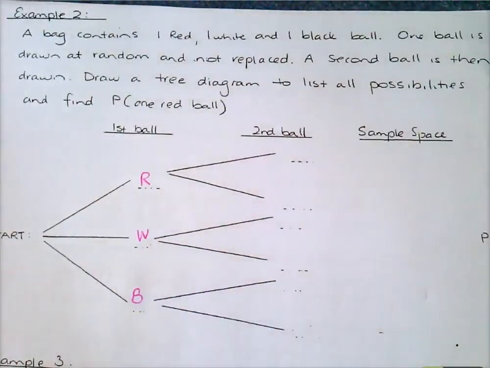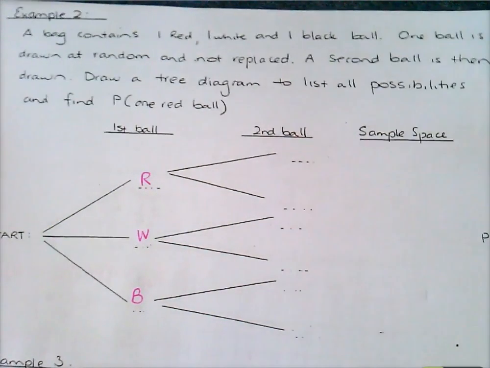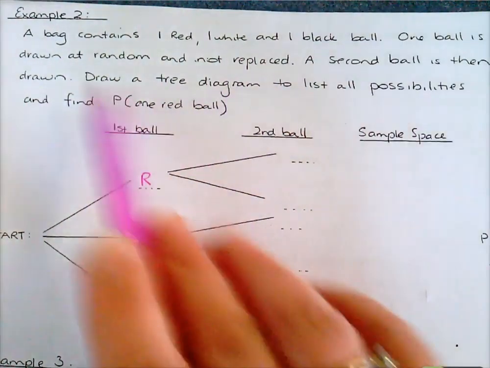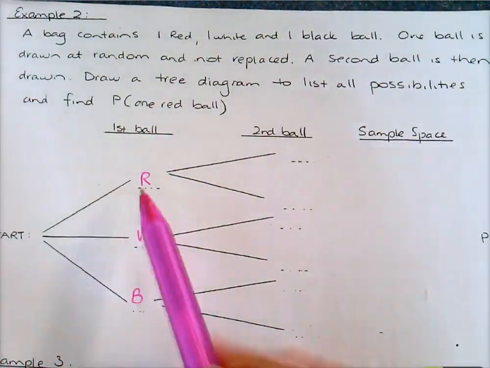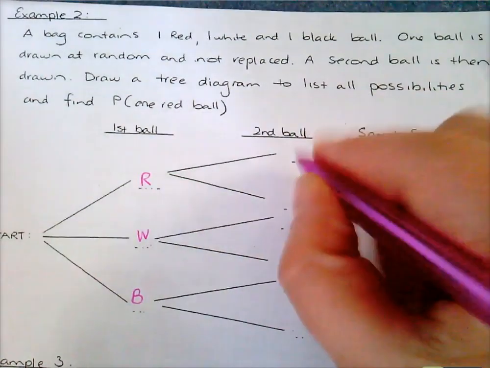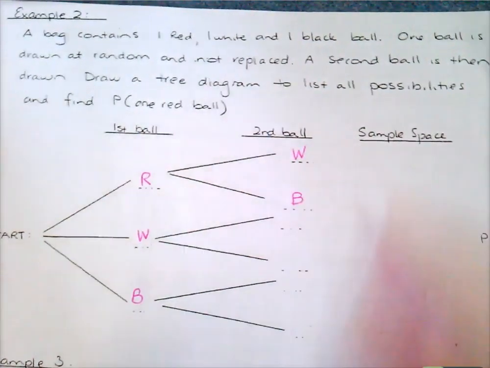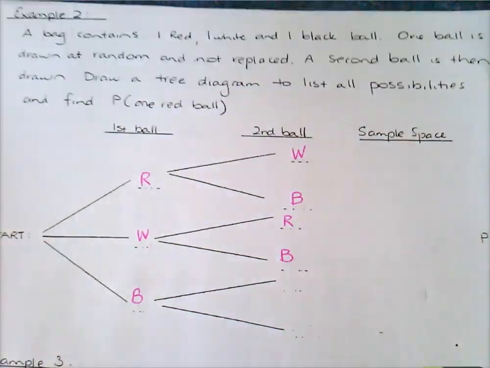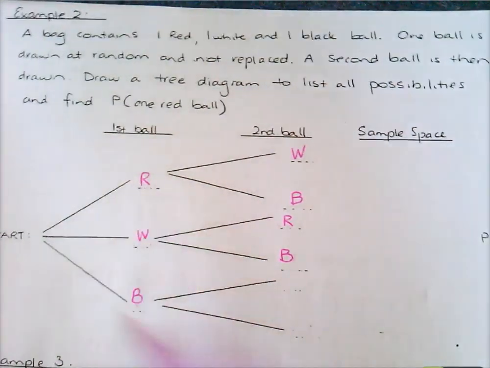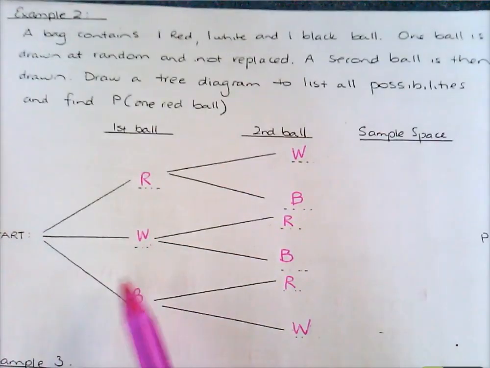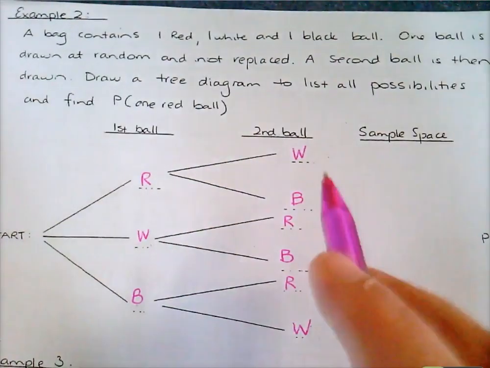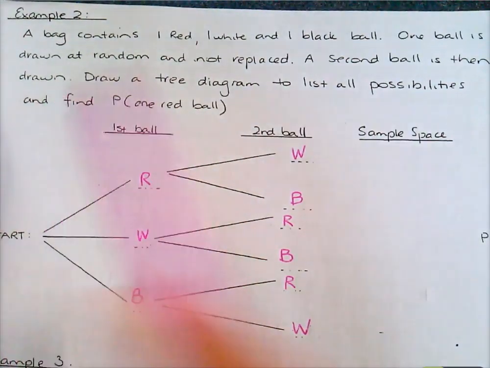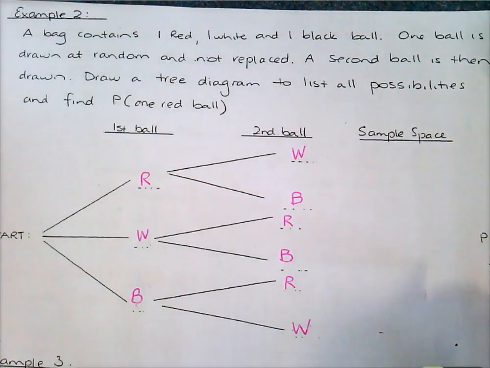Example 2. A bag contains 1 red, 1 white, and 1 black. What do we write here? Red, white, black. Now, because they're equally likely, I don't have to put probabilities on the branches, but we will start doing it soon. A bag contains 1 red, 1 white, 1 black. 1 ball is drawn and not replaced. So if the red is drawn, what remains? White and black. If the white is taken out, red and black is left. And if the black is taken out, red and white. I'm just going in order.